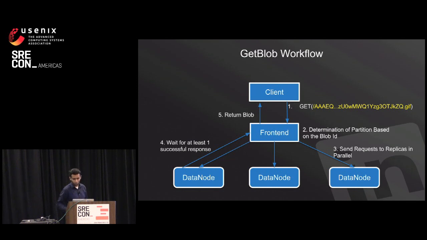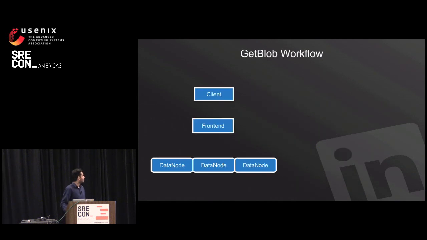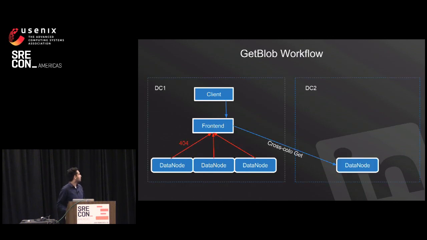So, what we do to take care of that is that the front end can query the server nodes in the other data centers directly as well. So, as I was saying, basically if the GET request comes from the client to the front end and it's a 404 here, it goes cross colo to the other data center, waits for the response and sends it back to the client.